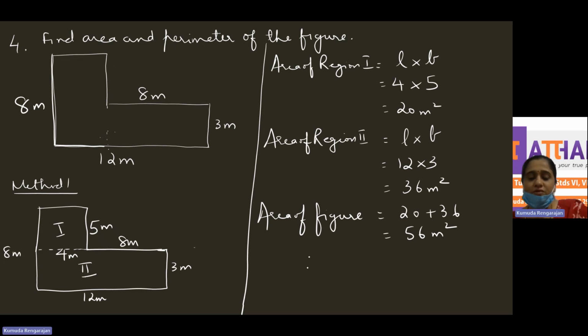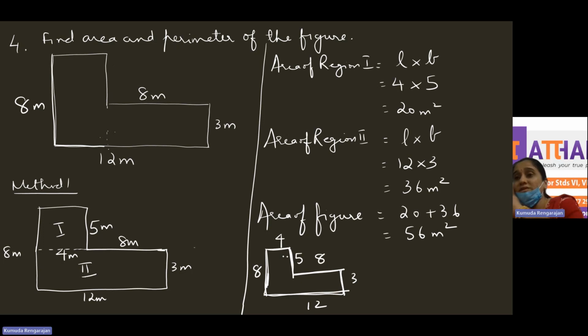We'll start. So how do you find the perimeter? You don't have to draw it again. I'm just showing you here. See here. How much is this one? 8. How much is this? 12. How much is this? 3. How much is this? 8. How much is this? 5. Very good. How much is this? 4. Very good. You should not go inside the figure. You must just go along the boundary of the shape. Add all the lengths, and that will be the perimeter.